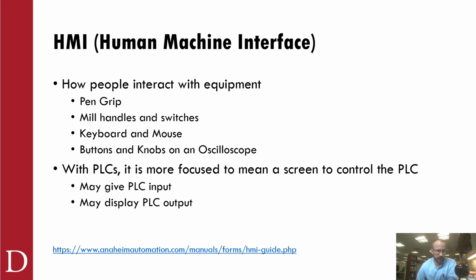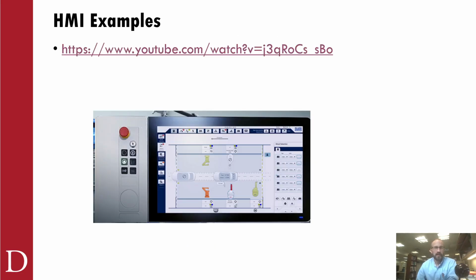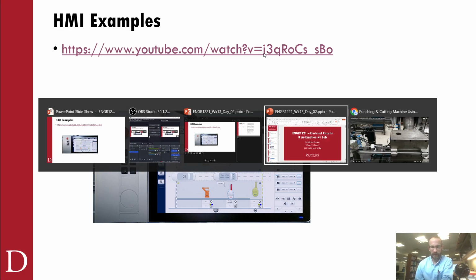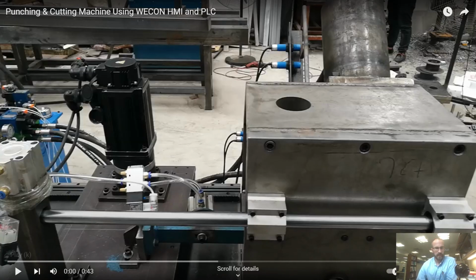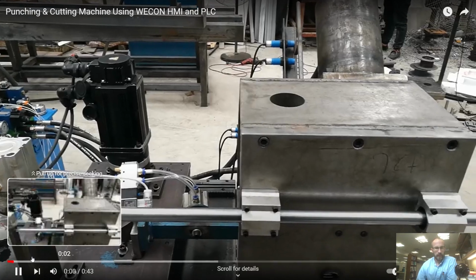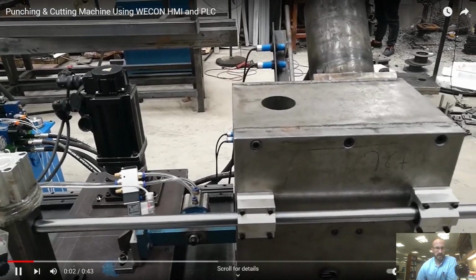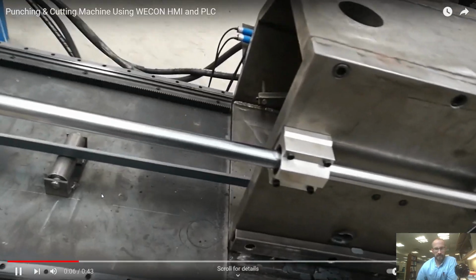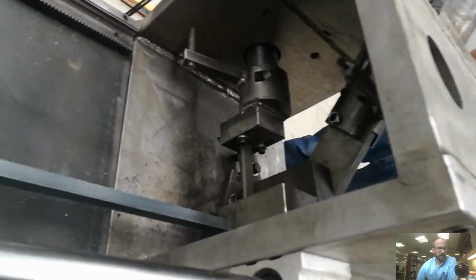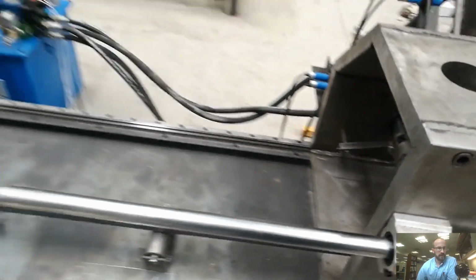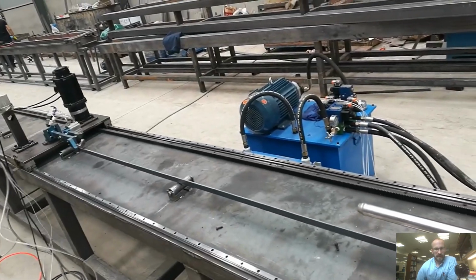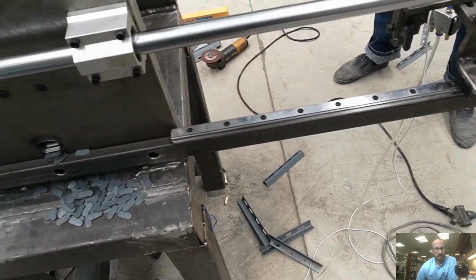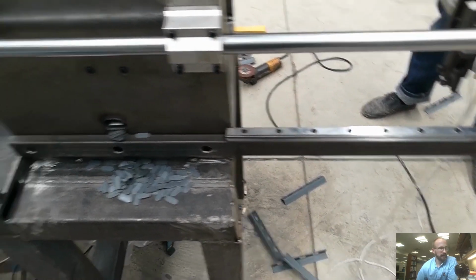So it might give some input, might display an output. Here's an example of a screen. Let's flip over to that, and I should be able to get that. There we are. Running in a shot, and a new piece of material. A bit loud, I'll turn that down. And I'll show you the PLC in a second. Very loud hydraulic press.